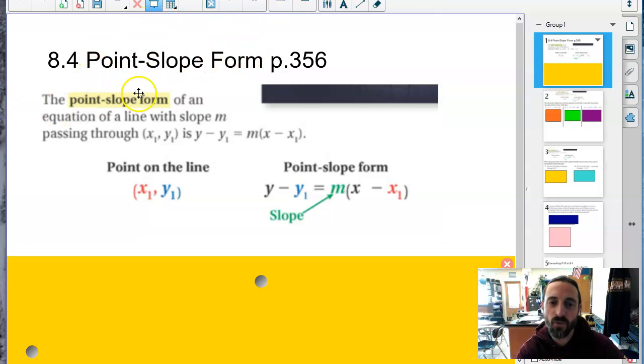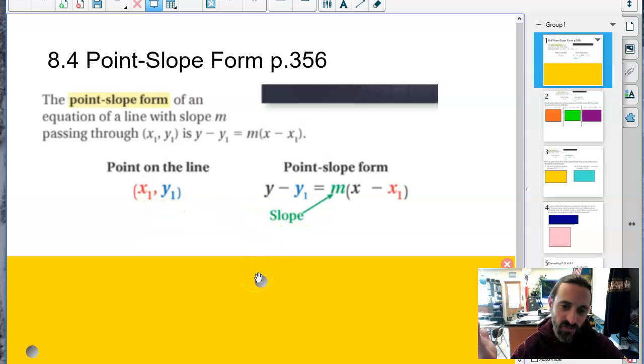And the idea here in point-slope form is that the equation passes through a point, and that point has an x-coordinate and a y-coordinate. And the form of that equation goes like this. Y minus y1, which is the y-coordinate of the point on the line, equals m, which is the slope, times x minus x1, or the x-coordinate of the point on the line.